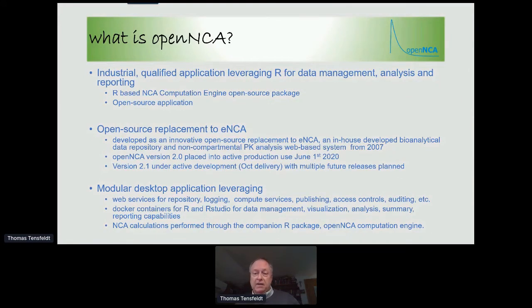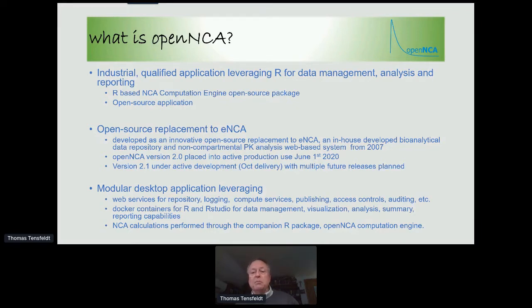openNCA, in the context of this, is a qualified desktop application and system leveraging R for much of its operation, and because of that is greatly extensible without additional system development. It comprises an R package for NCA analysis, as well as the framework delivering the repository, metadata, version control systems, file validation, audit logging, compute services, publishing, access controls, notification, authentication, etc., as well as user interaction with the data for analysis and reporting. It leverages Docker containers for R and RStudio for data transformation, visualization, analysis, data summarization and reporting in a traceable and reproducible manner.